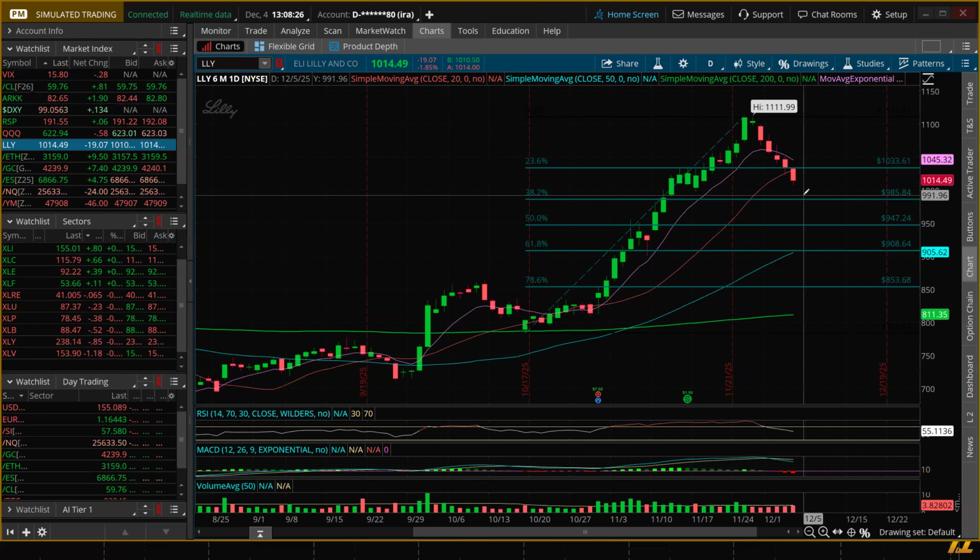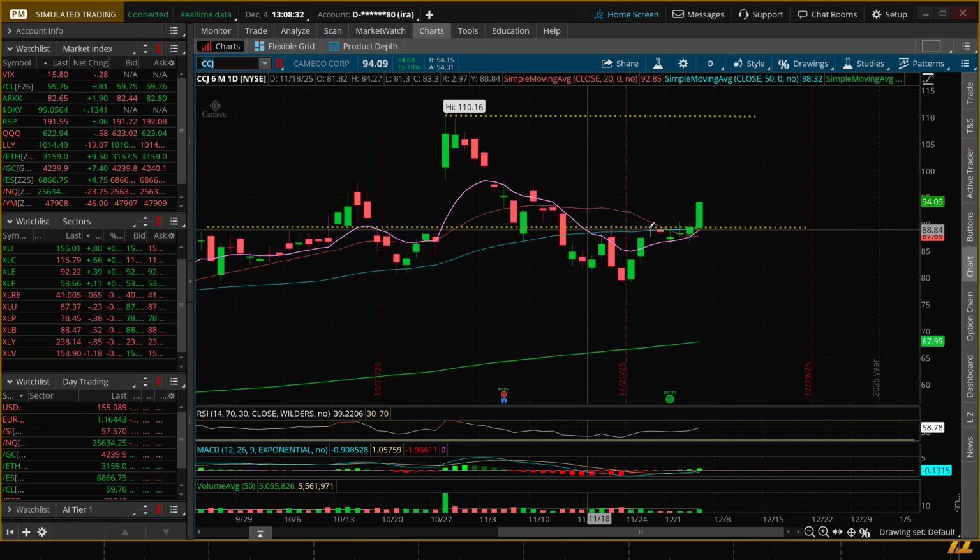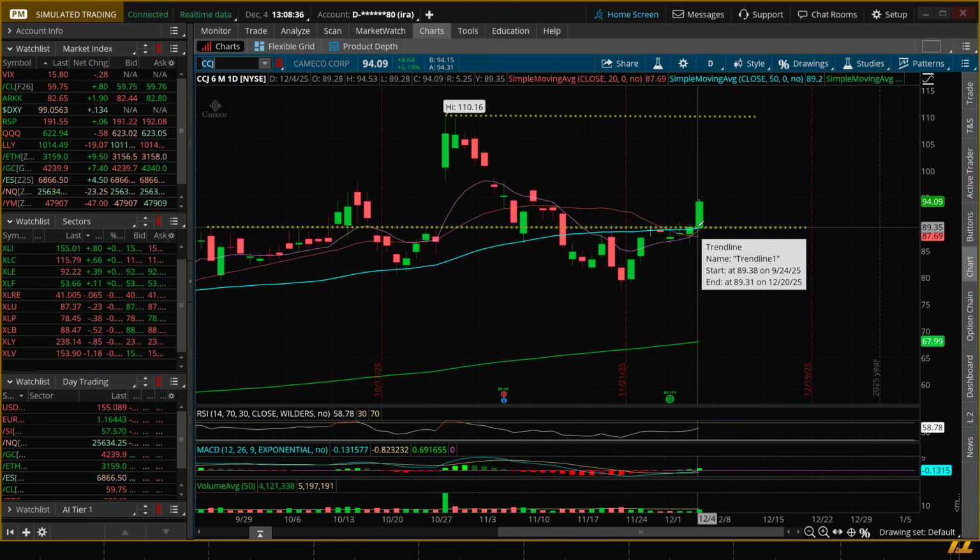When we look at CCJ here, this was one that I absolutely loved yesterday. Look at that nice little high base, breaking out of that high base. Would this be a front run or would this be yet another example of just trading the pattern? One, two, three. What do you guys think?